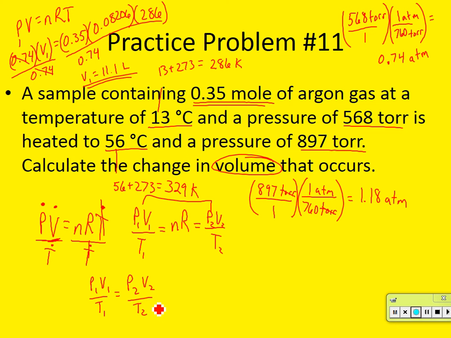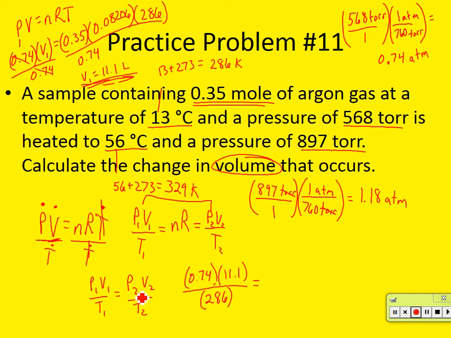Now let's just plug in and solve for the final volume. Okay, what's pressure 1? Help me out, guys. 0.74 atmospheres, good. What was volume initially? Yeah, we solved for it up here. Initial volume was 11.1 liters. Let's divide it by temperature. Initial is what? 286 Kelvin. Okay, all of that is going to be equal.